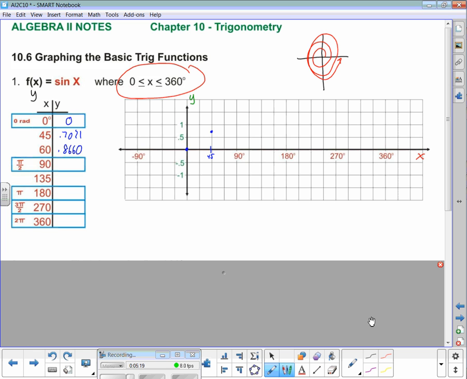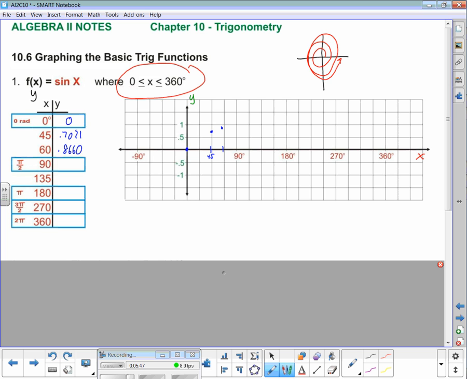Okay, let's see, 45. So 60 is a little trickier on your graph. Let's see, 45, 55, 65. This is 67 here. So 60 is somewhere about in there. That's close enough. And 0.866 is maybe somewhere about there, right? We're only going to do this one time to begin to get you guys to understand.